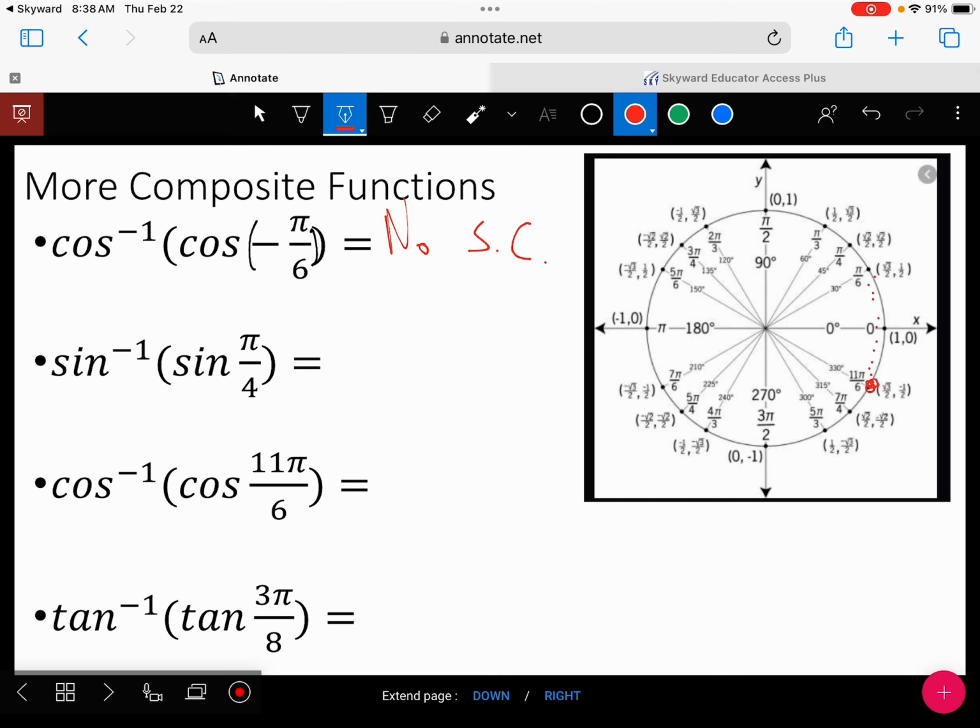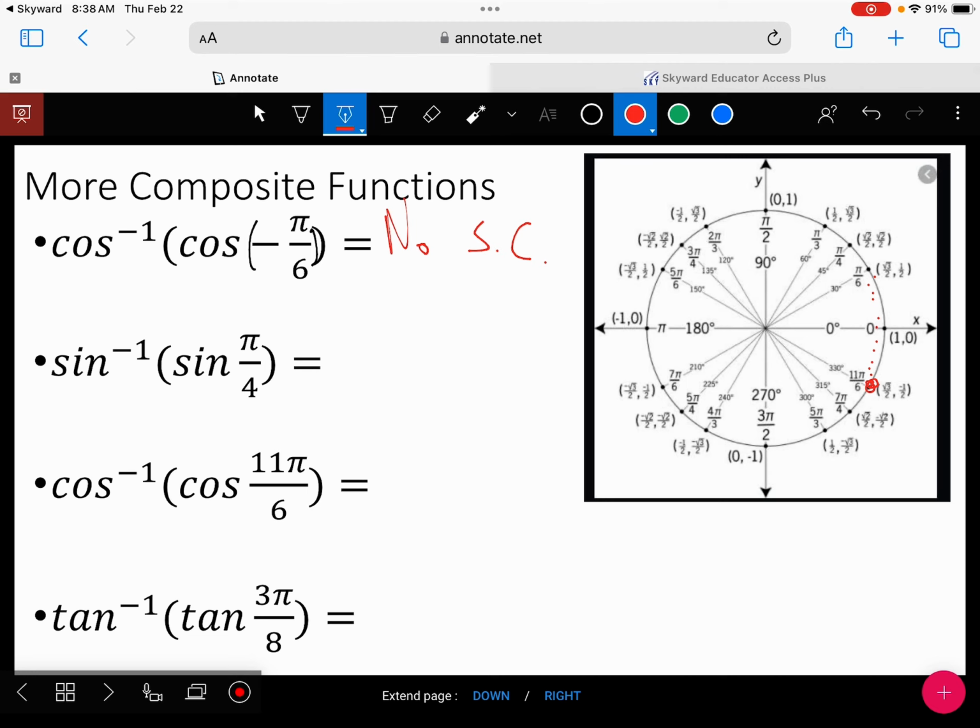Yep. Does not exist. Why isn't it? Because it does exist. Just real quick, don't write this down. I'm just showing Karma that it does exist. Cosine of negative pi over 6 is root 3 over 2. Inverse cosine of root 3 over 2 is positive pi over 6. Positive pi over 6 exists. So that's a great question.